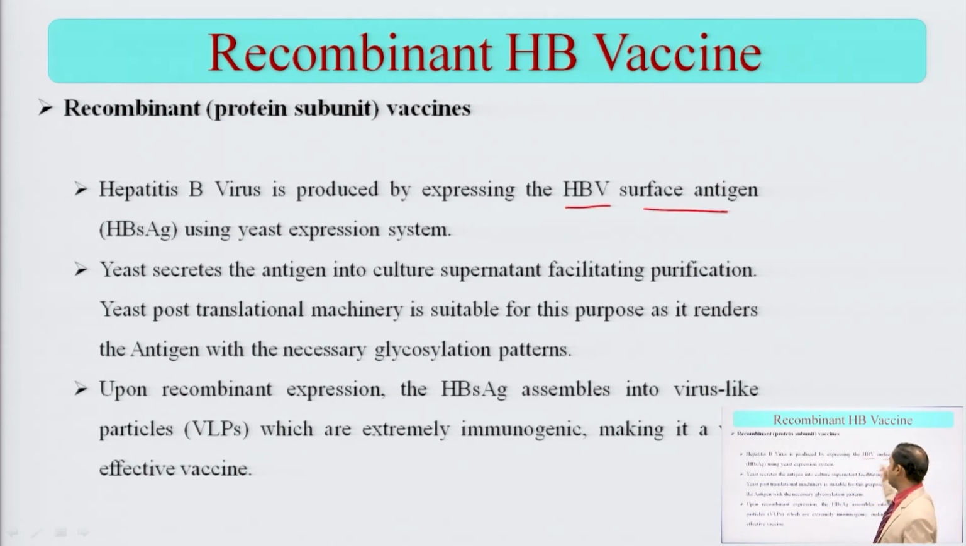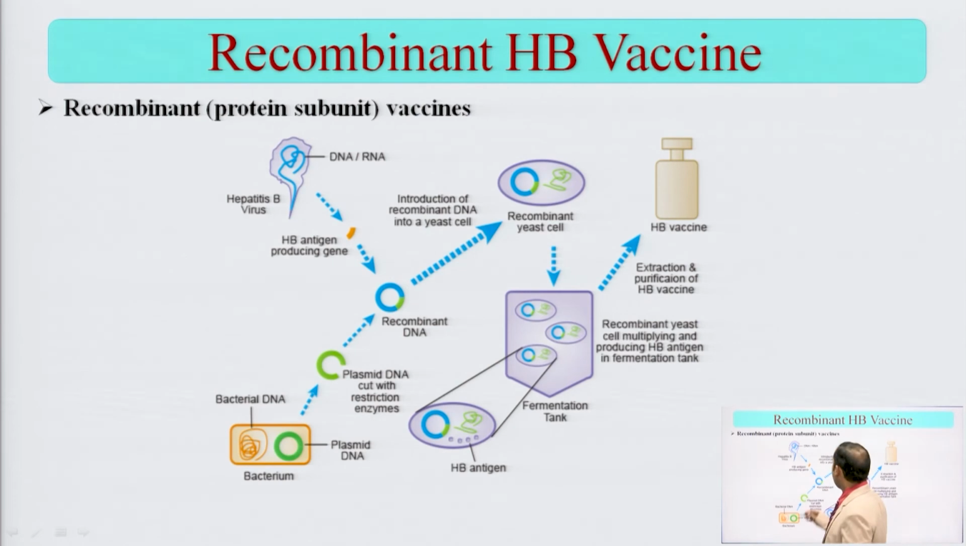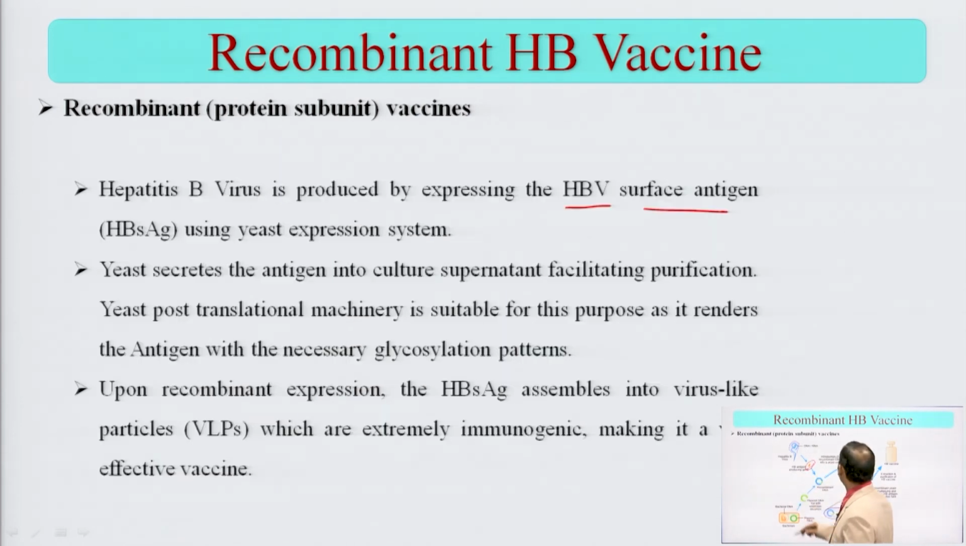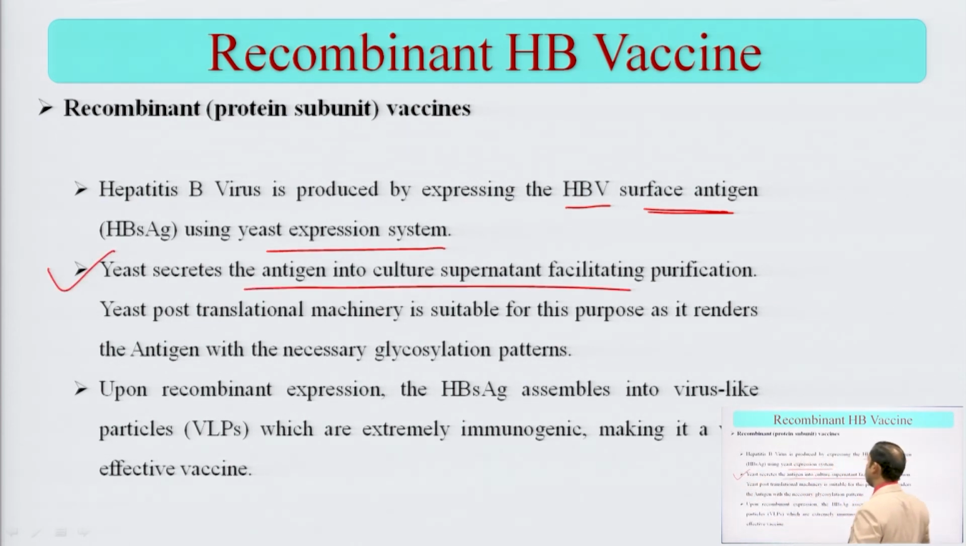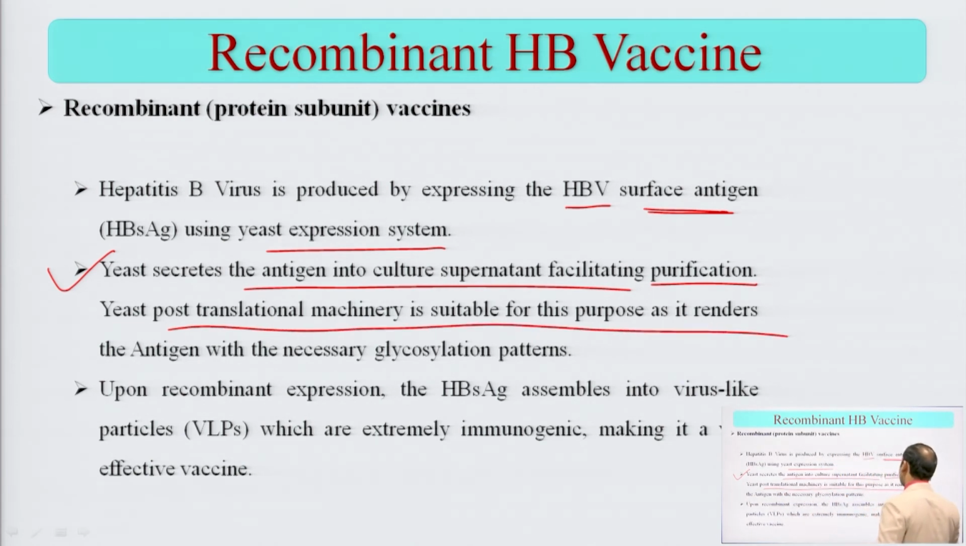hepatitis B virus surface antigen. Here, whatever the gene of interest we have taken, this is the surface antigen. Okay, by using the yeast secretion. Yeast secreted the antigen into culture supernatant, facilitating the purification. Yeast post translation machinery is suitable for this purpose. It renders the antigen with the necessary glycosylation pattern.